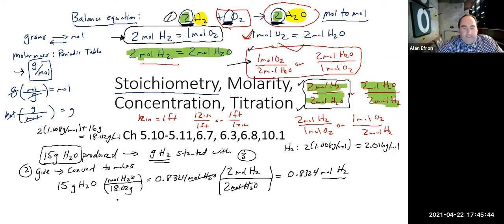The last thing we do is carry on our calculation. We multiply by the molar mass of H2, not water, because we've already converted away from water. Moles will cancel, leaving us with, we'll call it, 1.7 grams of H2 in this particular case.